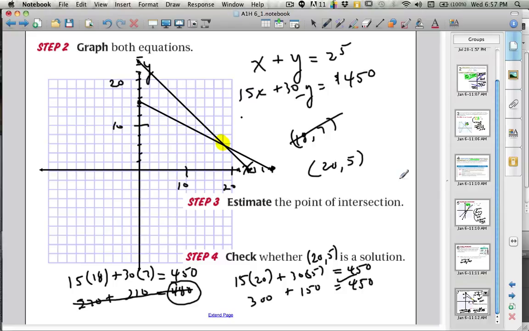20, 5. Okay, so sometimes it's difficult to tell where the actual intersection point of the graph is. And because of the inaccuracy of the way I've made my scale and used my graph, it looked like it was in a different place than it really was. But by testing, you can work out what the exact solution is.